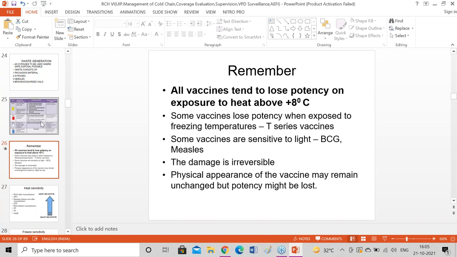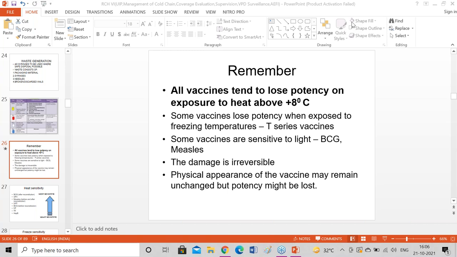Now remember, all vaccines tend to lose potency on exposure to heat above 8 degrees centigrade. Okay, this is an important question which we just discussed, the discarding of waste from an immunization site. So you should be knowing what the different types of waste are that may be generated during an immunization session and where to discard them. Now we should be knowing which are heat sensitive vaccines, which are cold sensitive vaccines. It is an important question, which are light sensitive vaccines.